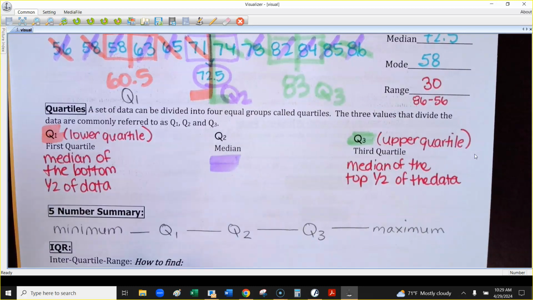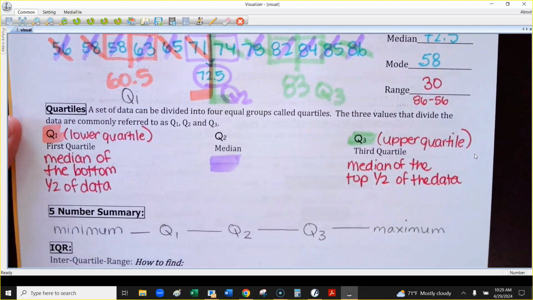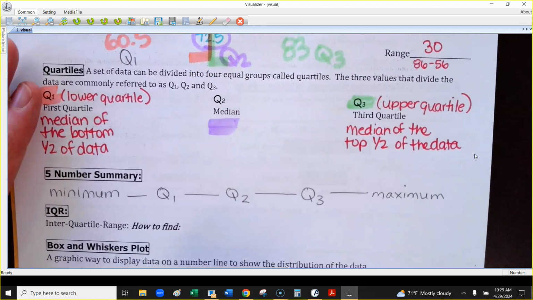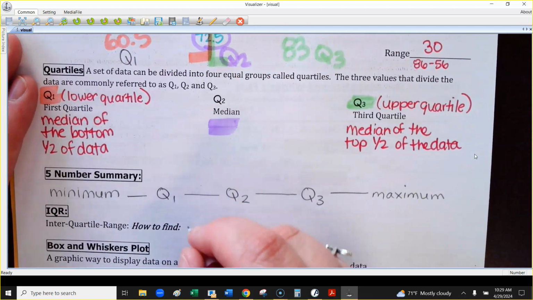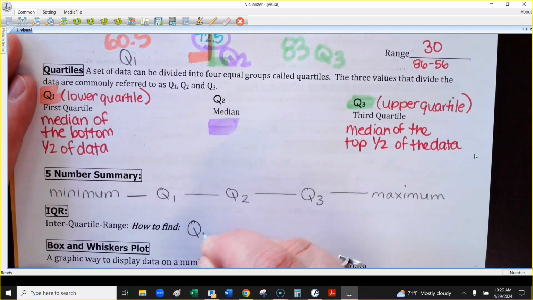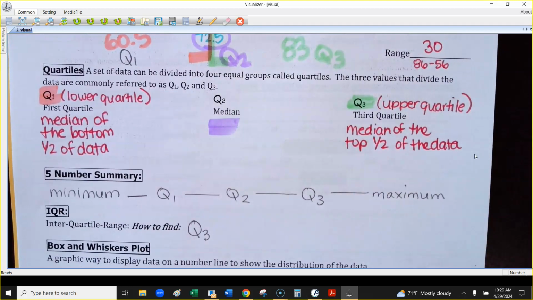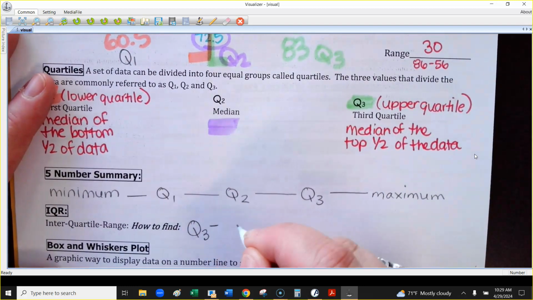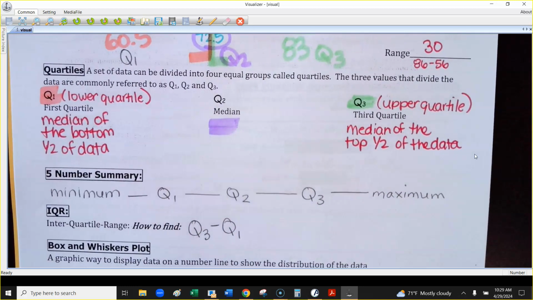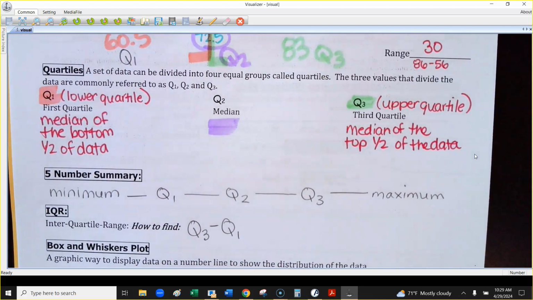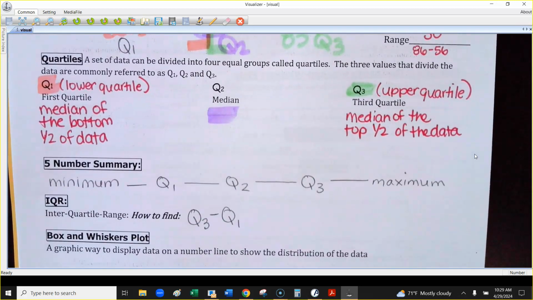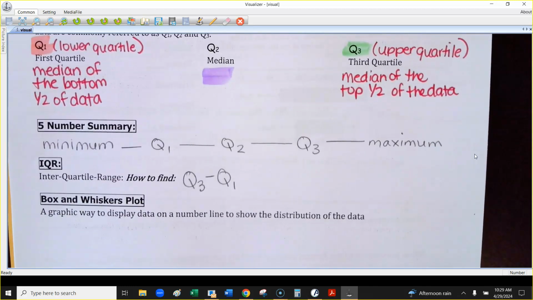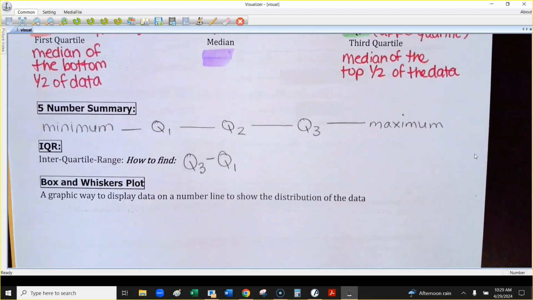And what we call the interquartile range. These are all just kind of definitions here. The interquartile range is the range of the third and the first. So it's whatever your Q3 is minus whatever your Q1 is. All right. Now, what we use these for is to turn in, we call it a box and whiskers plot.